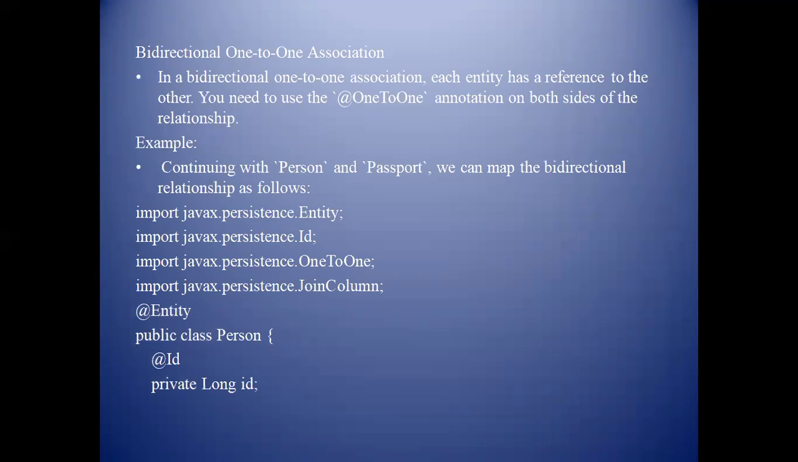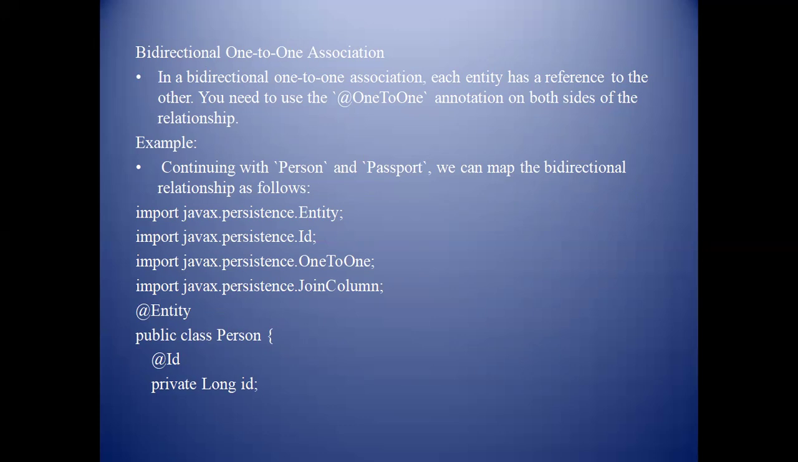Then the bidirectional one-to-one association. Here both sides reference each other. How are we going to achieve this? In a bidirectional one-to-one association, each entity has a reference to the other. You need to use the @OneToOne annotation on both sides of the relationship. For example, continuing with the Person and Passport, we have mapped the bidirectional relationship as follows. For the packages, import Entity, Id, OneToOne, JoinColumn. The @Entity is there.